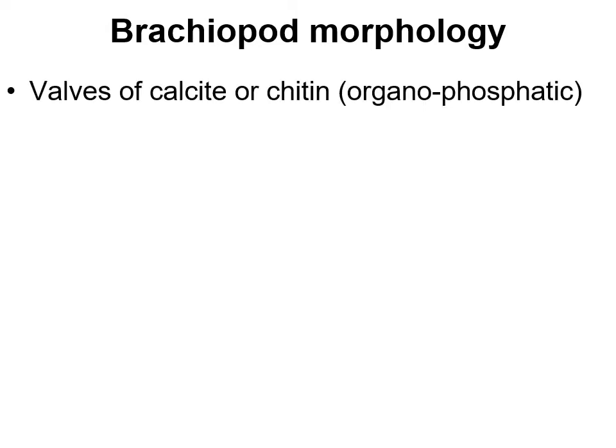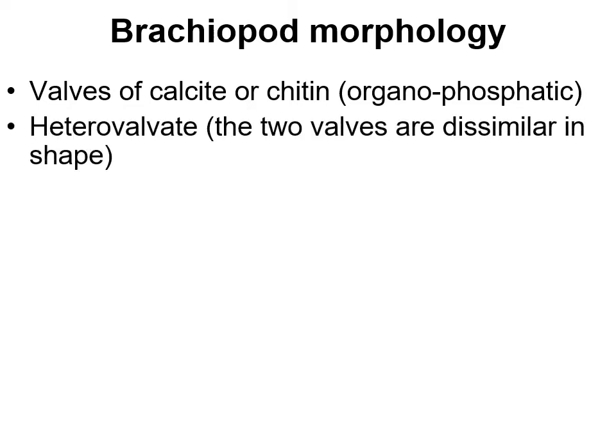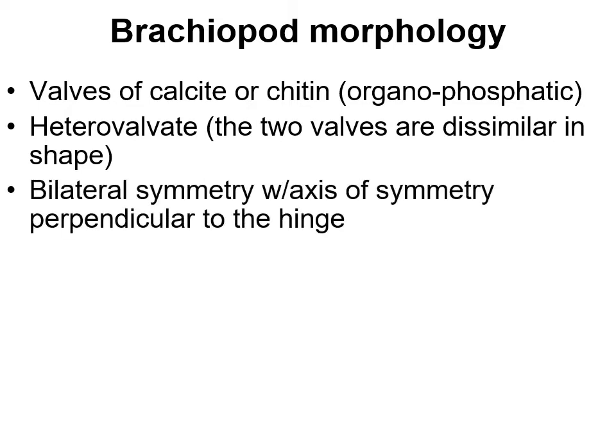Again, to focus a bit on the morphology, we find that brachiopod valves are either made of calcium carbonate or chitin, which is the same type of material that your fingernails are made out of, or insect carapaces. So it's an organophosphate in some of our different versions of brachiopods. They are heterovalvate, and this means that the two valves, the pedicular and brachial valve, are dissimilar in shape. Contrast this with many types of bivalve mollusks where the two shells are similar to each other but just symmetrically different, like they're mirror images of each other. In this case, the brachiopods, the two valves are very dissimilar.